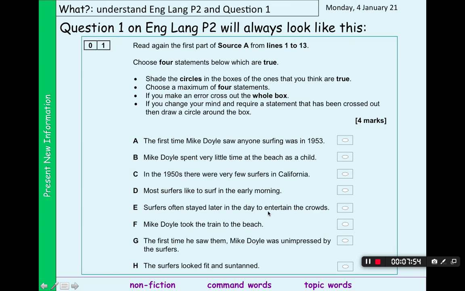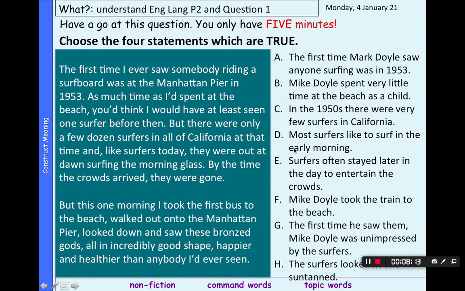And what you would do is look at the text, read it carefully, look at the statements, and keep cross-referencing, going back to the statement, and then back to the text to check, is it true, is it false? And you can use process of elimination to work out what the true statements are if you like using that process. So we've got a little practice one here.